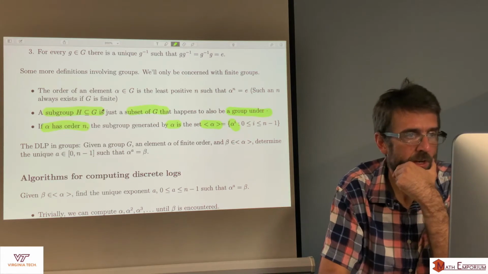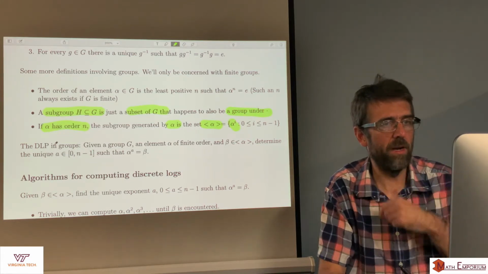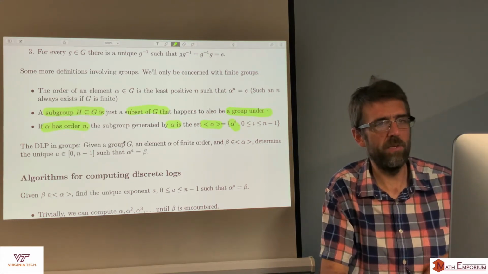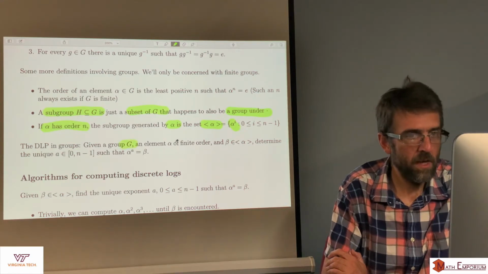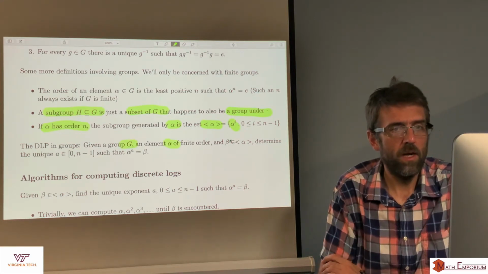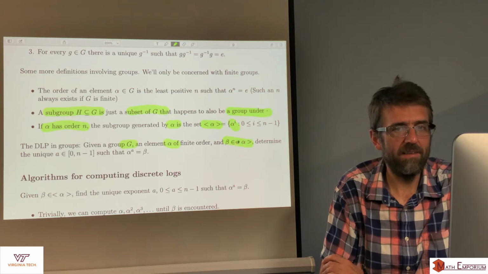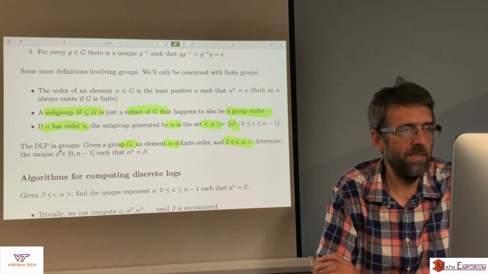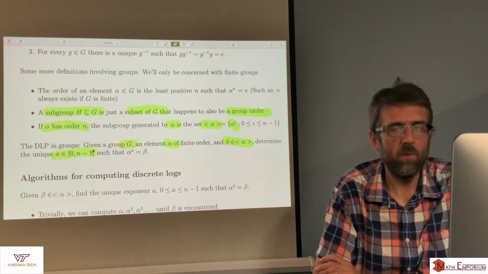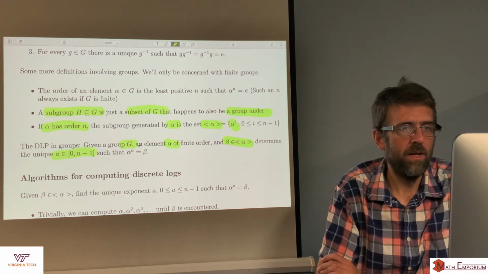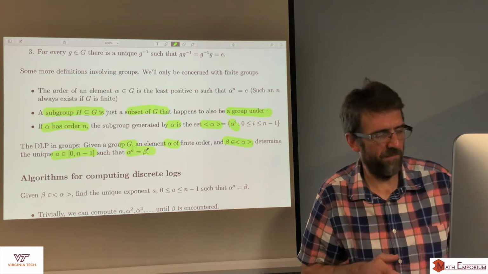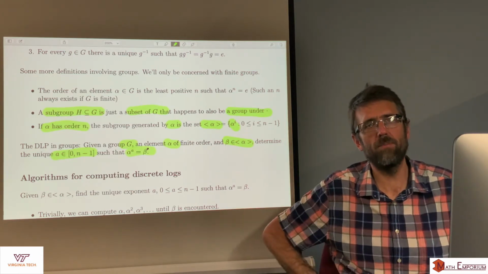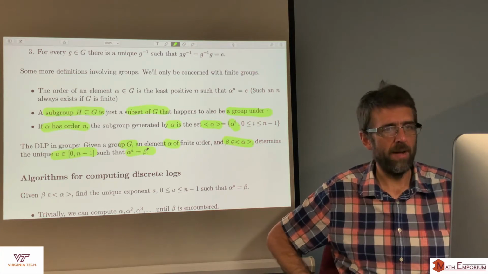It could be that an element alpha generates an entire group G, but maybe it just generates some proper subgroup of G. So the discrete log problem in a group is: given a group G, an element alpha of finite order n, and a beta in the subgroup generated by alpha, determine the unique a between 0 and n minus 1 such that alpha to the a is beta. So again, it's really just finding a logarithm. It's finding what exponent of alpha gives you beta.